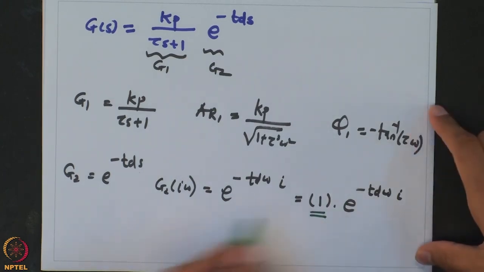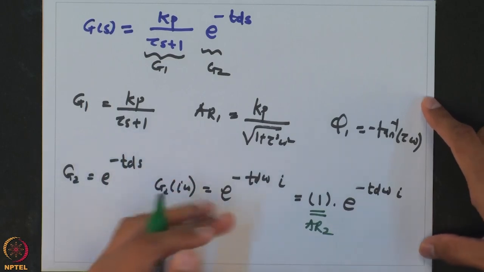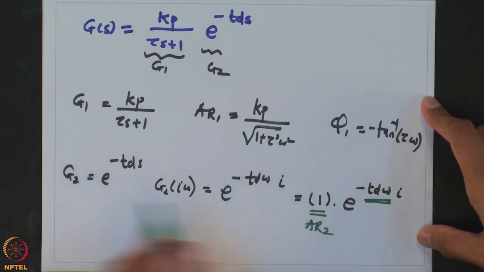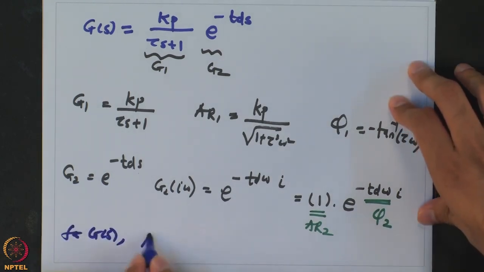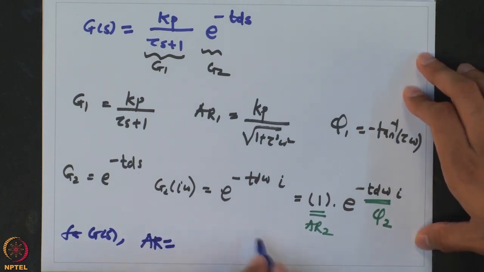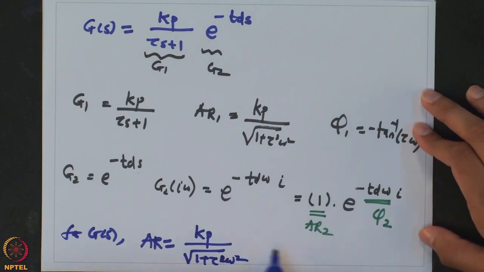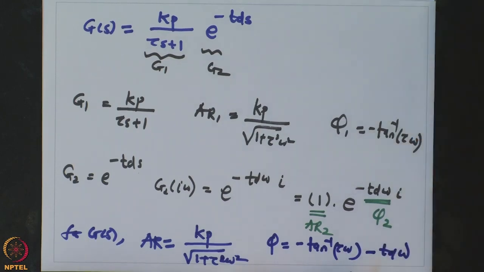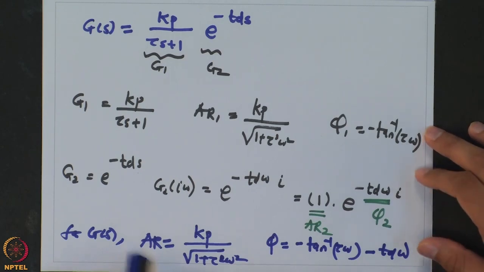So what we have is the amplitude ratio of a delay is 1. That means if you have a delay, then if the sinusoid is the input, you will get the same sinusoid as the output, which makes sense. However, the phase is different obviously because we are delaying a sinusoid, so accordingly the phase is going to be different than the input. So for a first order plus dead time system, for G of s, the amplitude ratio, which is the product of amplitude ratios, we get the same as the first order system, and the phase we get is minus tan inverse tau omega minus td omega. So you can see that the dead time is going to affect only the phase of the system. It is not going to affect the amplitude ratio.